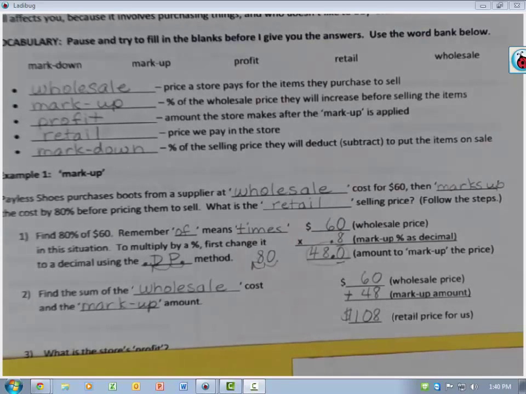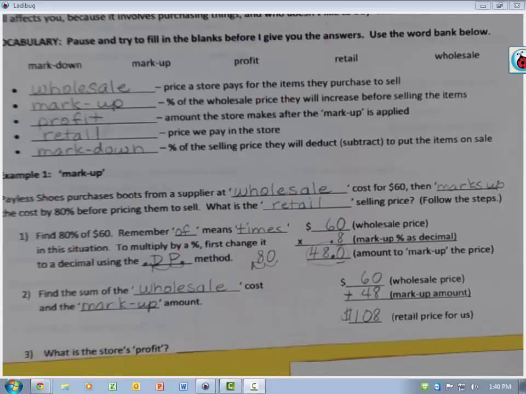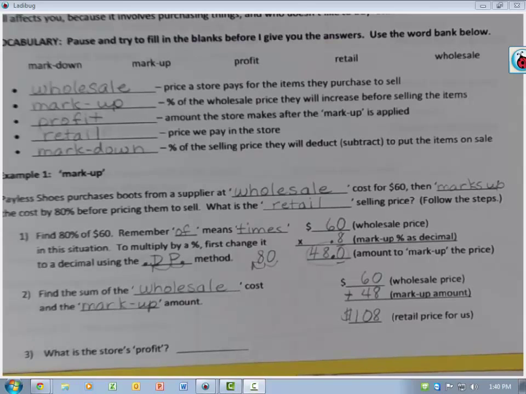Pause and go back over that if you need to. Now, what is the store's profit? How much money did they make on those boots that they sold to you for $108?